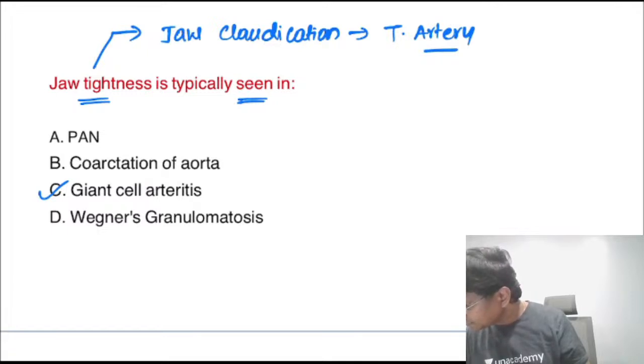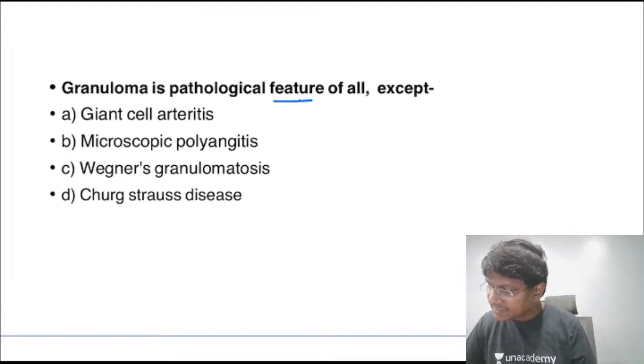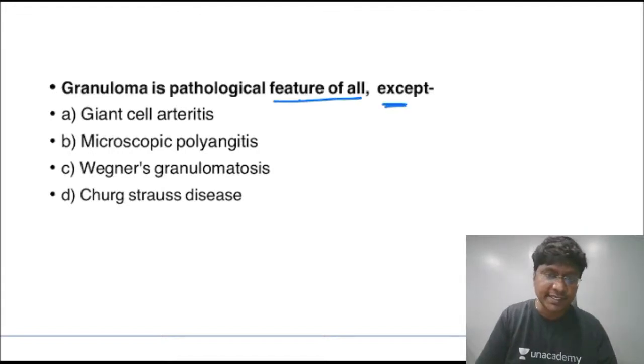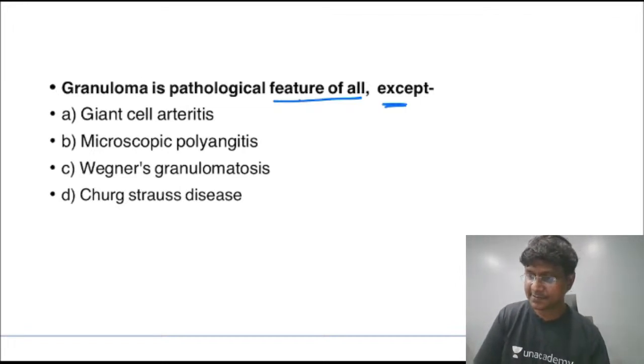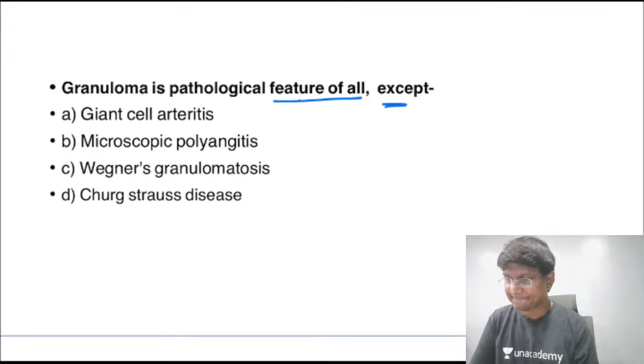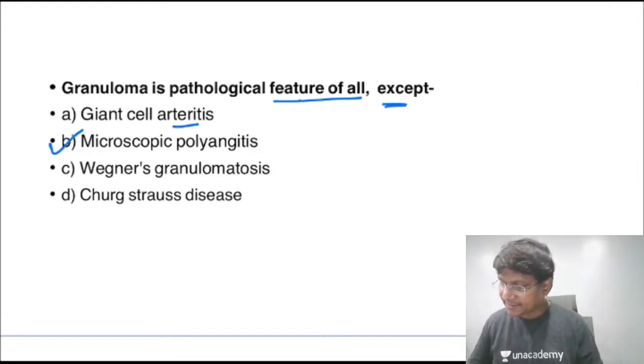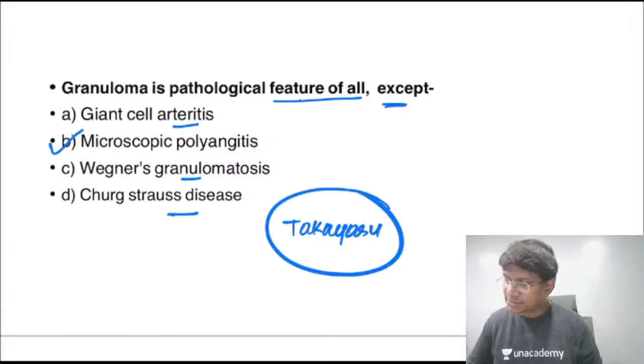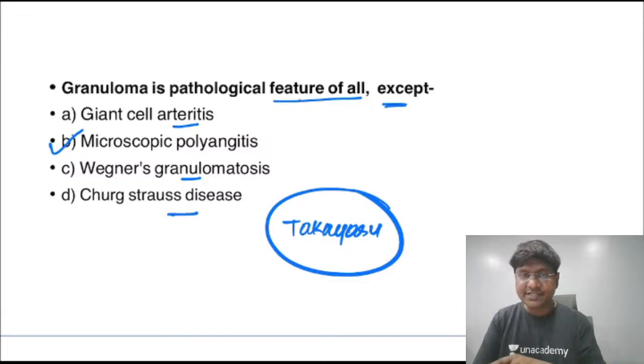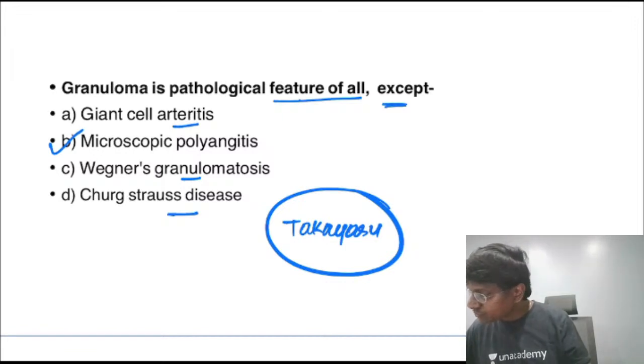Next. Granuloma is the pathological feature of all of the following forms of vasculitis, except in which of them you don't have granuloma formation. That is microscopic polyangiitis. Giant cell arteritis, Wegener's granulomatosis, Churg-Strauss syndrome, as well as Takayasu arteritis: in all of these, the type of vasculitis is granulomatous inflammation. Whereas in microscopic polyangiitis, it is non-granulomatous vasculitis, or necrotizing inflammation, that you will see.